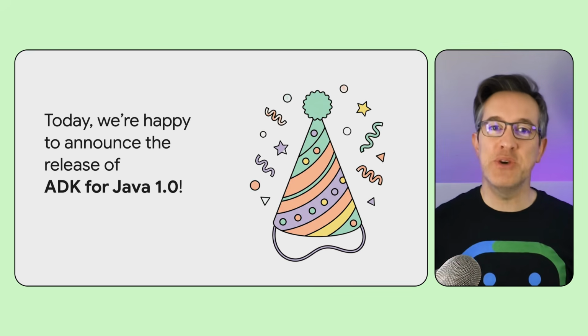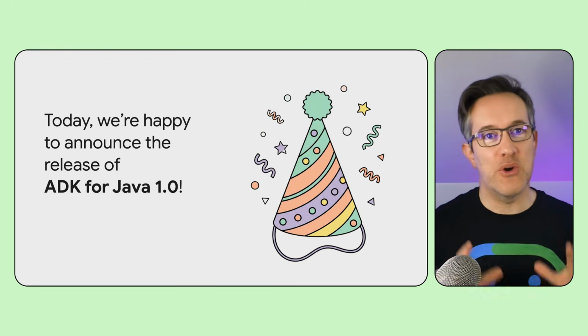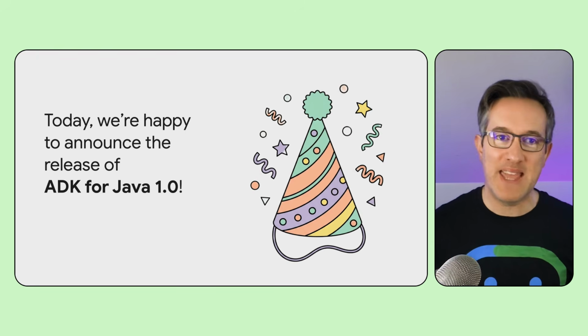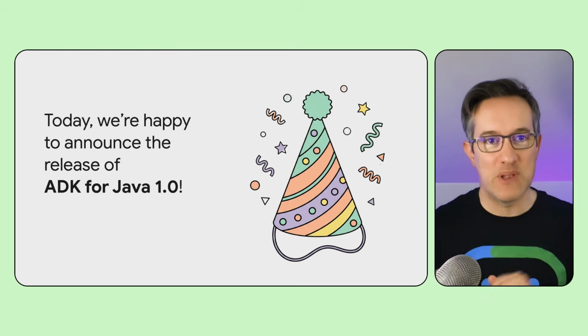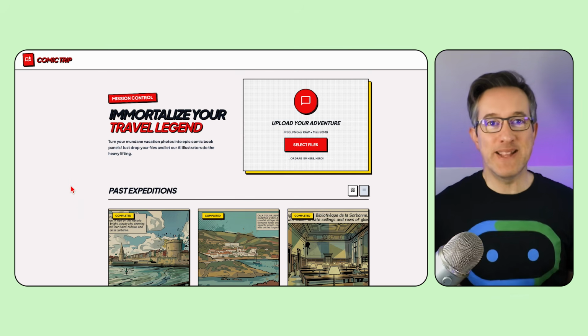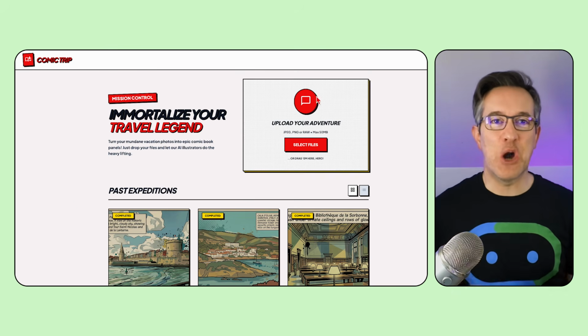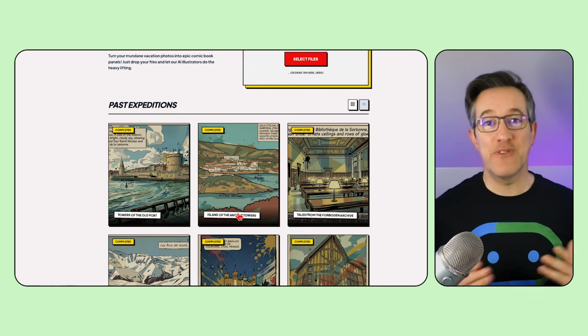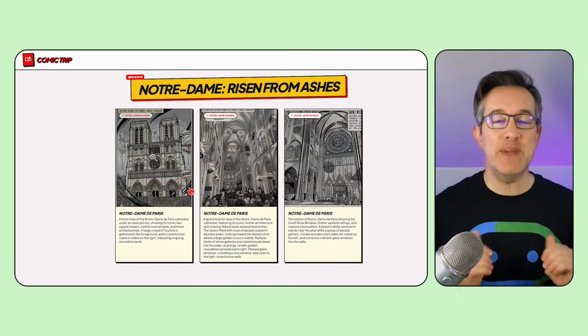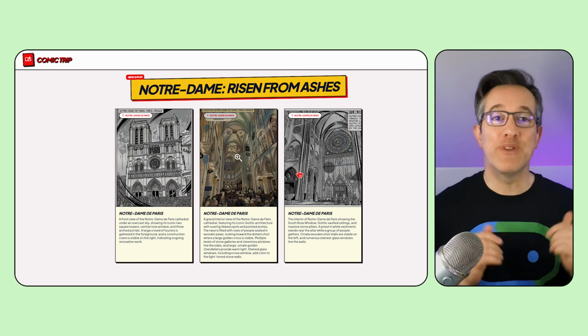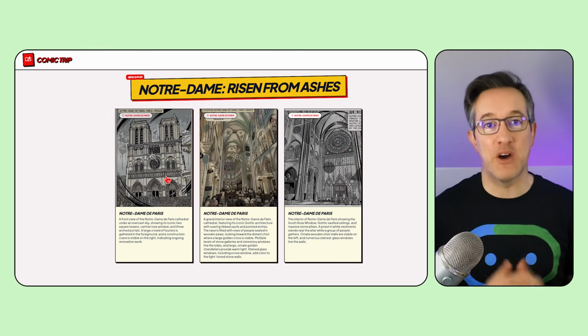But before we go into code and capabilities, let me show a cool little thing I vibe coded with ADK for Java 1.0 last week. Look at this. I mean, really, how amazing is this? This is Comic Trip, an app that takes your photos from your trips and turns them into a gorgeous comic strip with description and nearby points of interest.